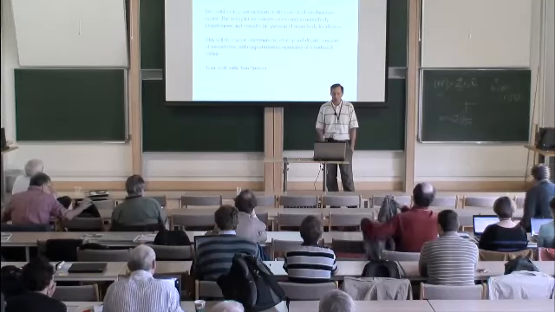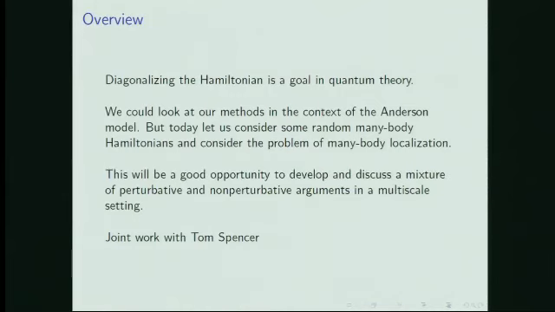But so let me talk about what we're trying to do. Basically, we all know that in quantum mechanics you want to diagonalize the Hamiltonian, and that's one of the prime goals. So let's think about a random Hamiltonian like the Anderson model. If you want to know something about the eigenfunctions, one way of doing that is to diagonalize the Hamiltonian and look at the eigenvectors.